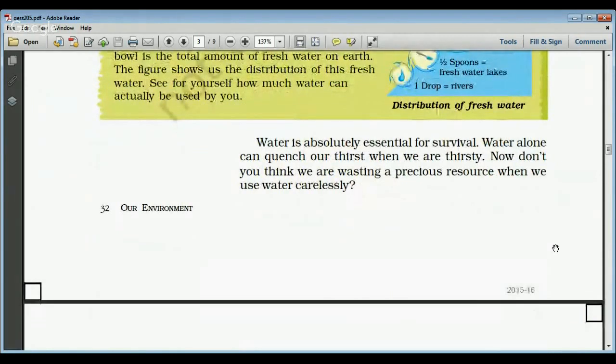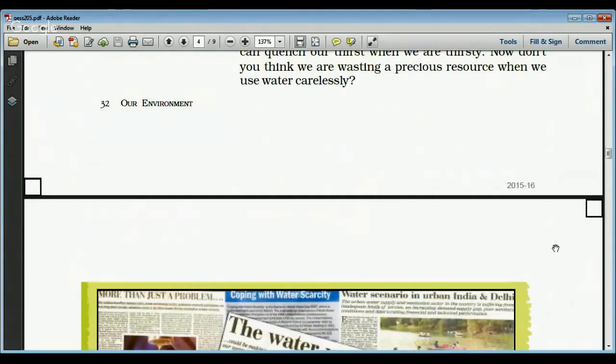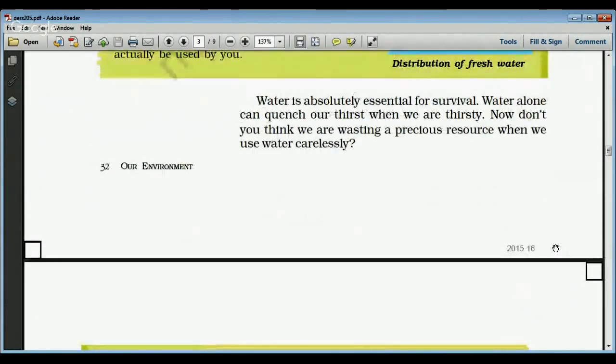And everybody knows that water is essential for survival, for crops, for industries, for bathing, for clothing, for everything we need water. We can survive without food, but we cannot survive without water. So we need to focus on conserving water. We need to remove the processes that waste water.